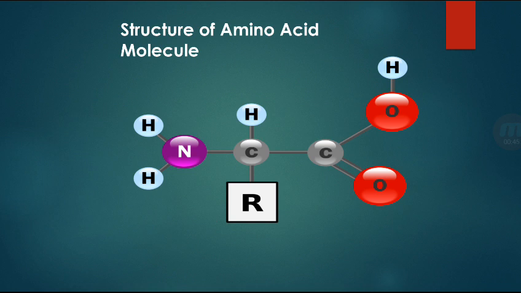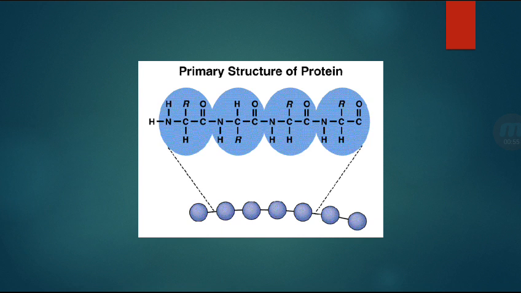If we look at the structure of an amino acid, you will find that the basic structure remains the same, while the R group changes for every amino acid. And when a number of amino acids join together in a chain, they form a protein.